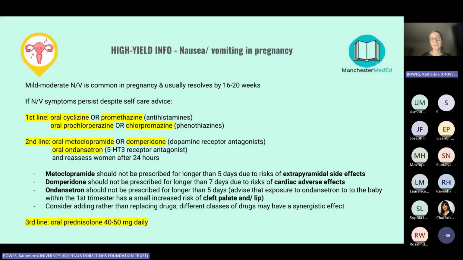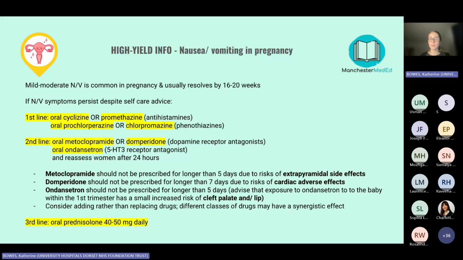And then second line would be your dopamine receptor antagonists. So you might have heard of metoclopramide or domperidone. And then ondansetron would also be a second line. But it's really important to be aware of some of the side effects of these. With metoclopramide, it can cause extrapyramidal side effects, which we would have gone over in the psychiatry teaching that Mosey did. So there could be Parkinson's-like symptoms. You can have acute dystonias where your muscles seize up. So that can be something to be aware of there.